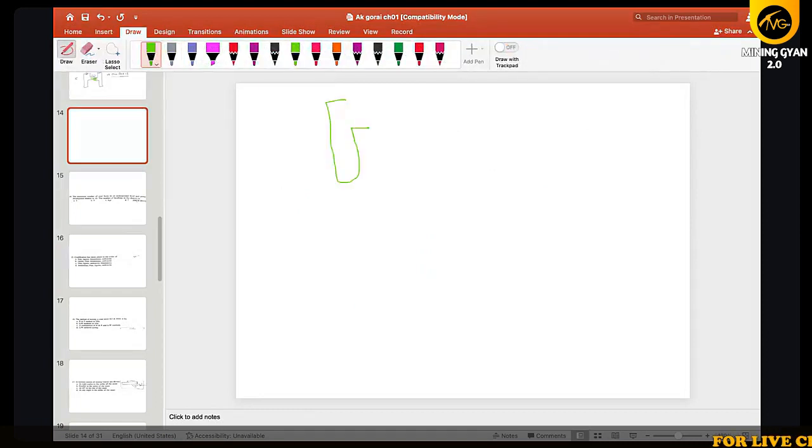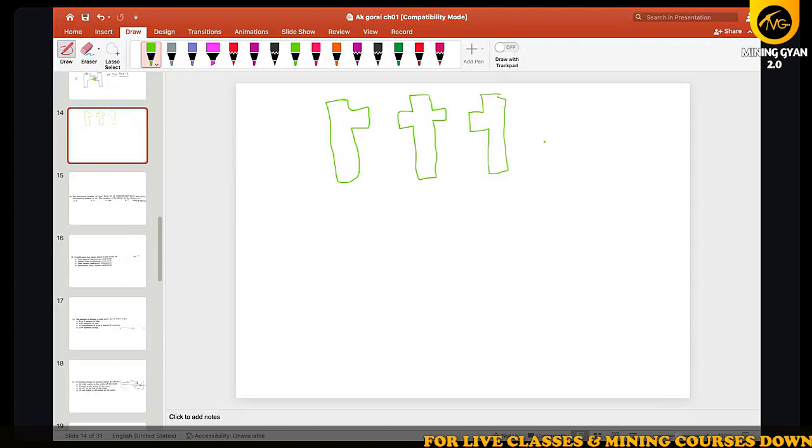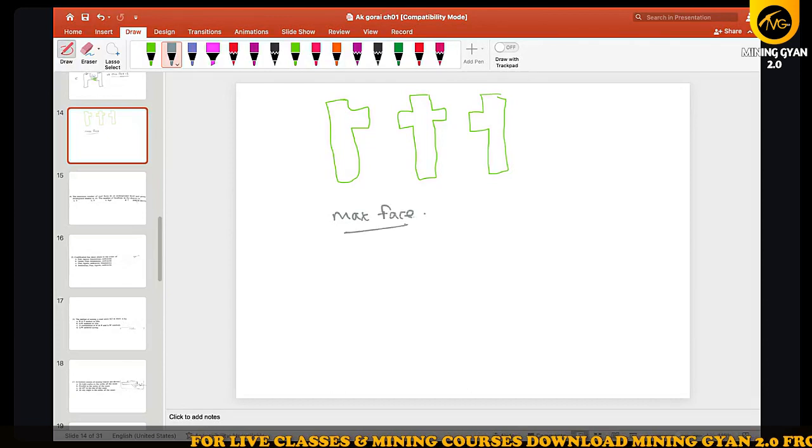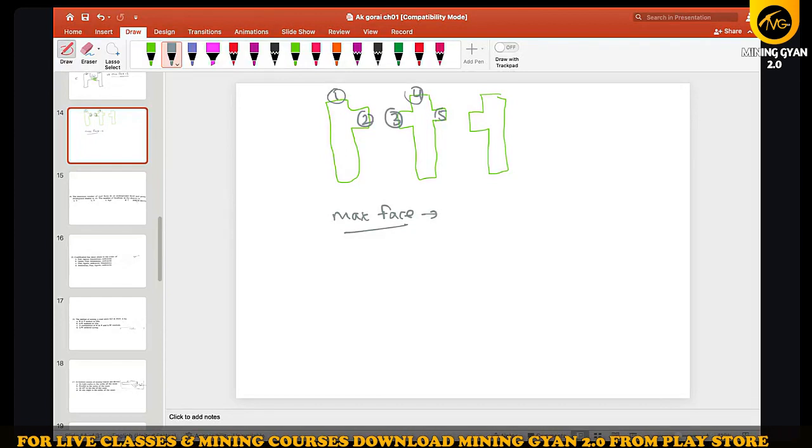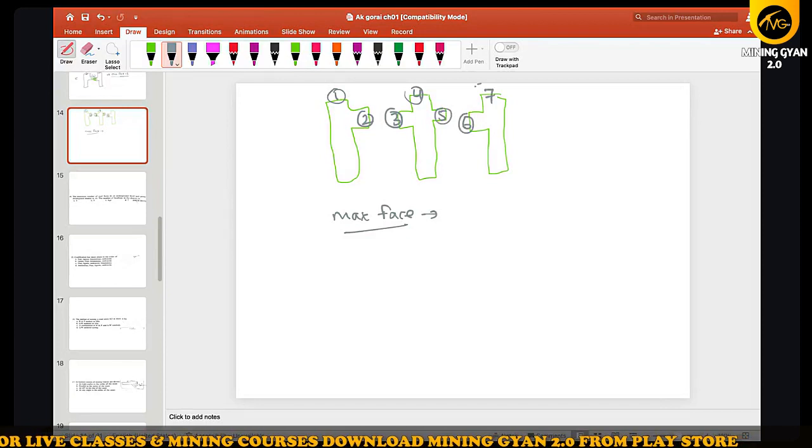If we have three headings, one heading, two heading and three heading, then the maximum and minimum faces. So maximum faces are 1, 2, 3, 4, 5, 6 and 7.